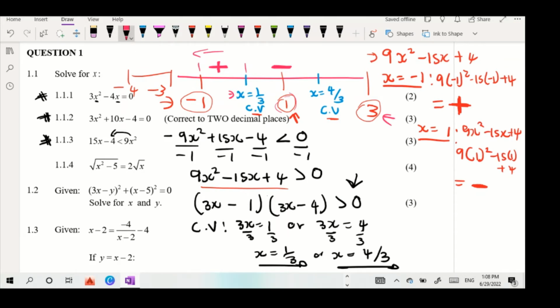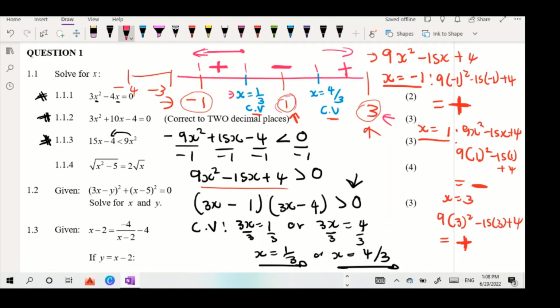You test a value that is greater than 4 over 3. You say, if x is equal to 3, so we are using the circled ones, then you substitute 3. So 9 into, you put 3, where there's x, you put 3 plus 4. You only check the sign. What is the sign of the answer you're getting? You're going to get a positive sign. Then you take that sign, because you know that this value is greater than 4 over 3. So it's positive. So we know that from here to that direction, it's positive. From the critical value to that direction, is positive.